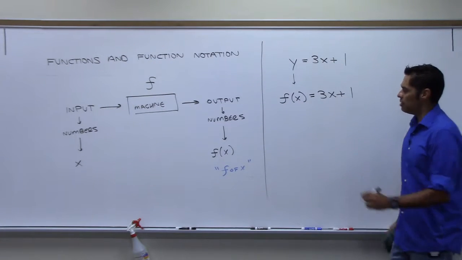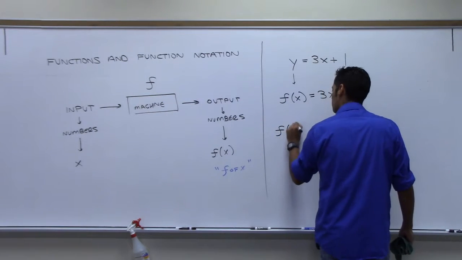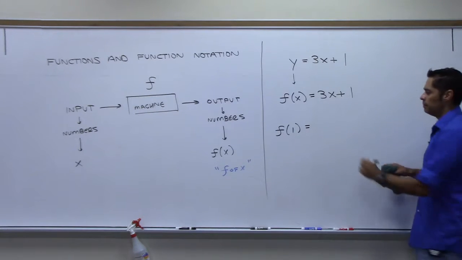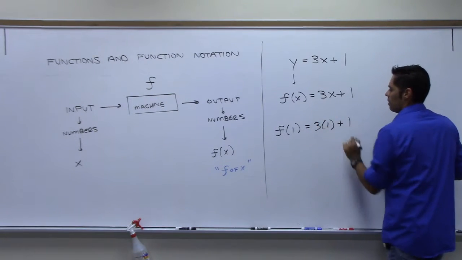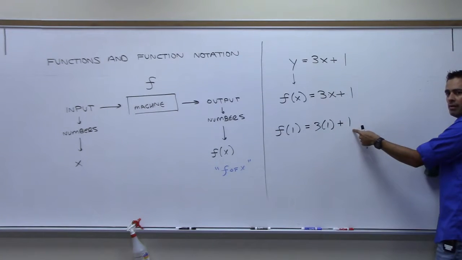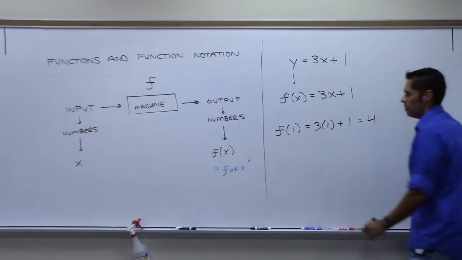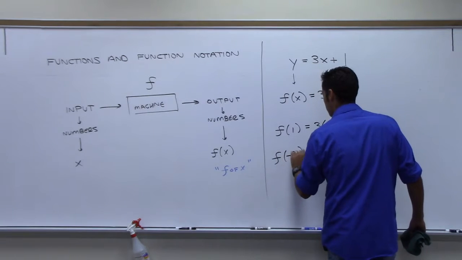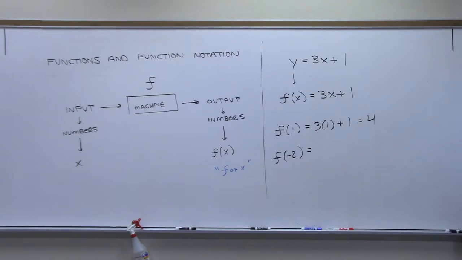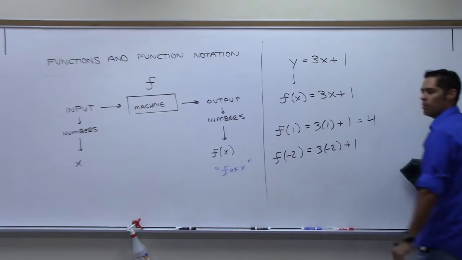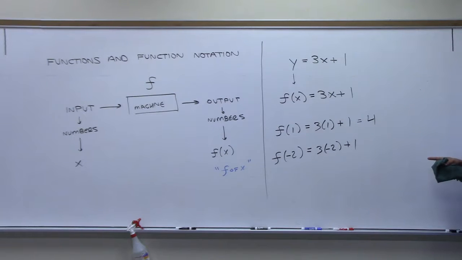With that notation, what's f of 1? That means replace your x with 1. That's multiplication, so you do that before the addition. So this would be 4. And we keep doing this. f of negative 2, what's that? 3 times negative 2 plus 1, so negative 5.